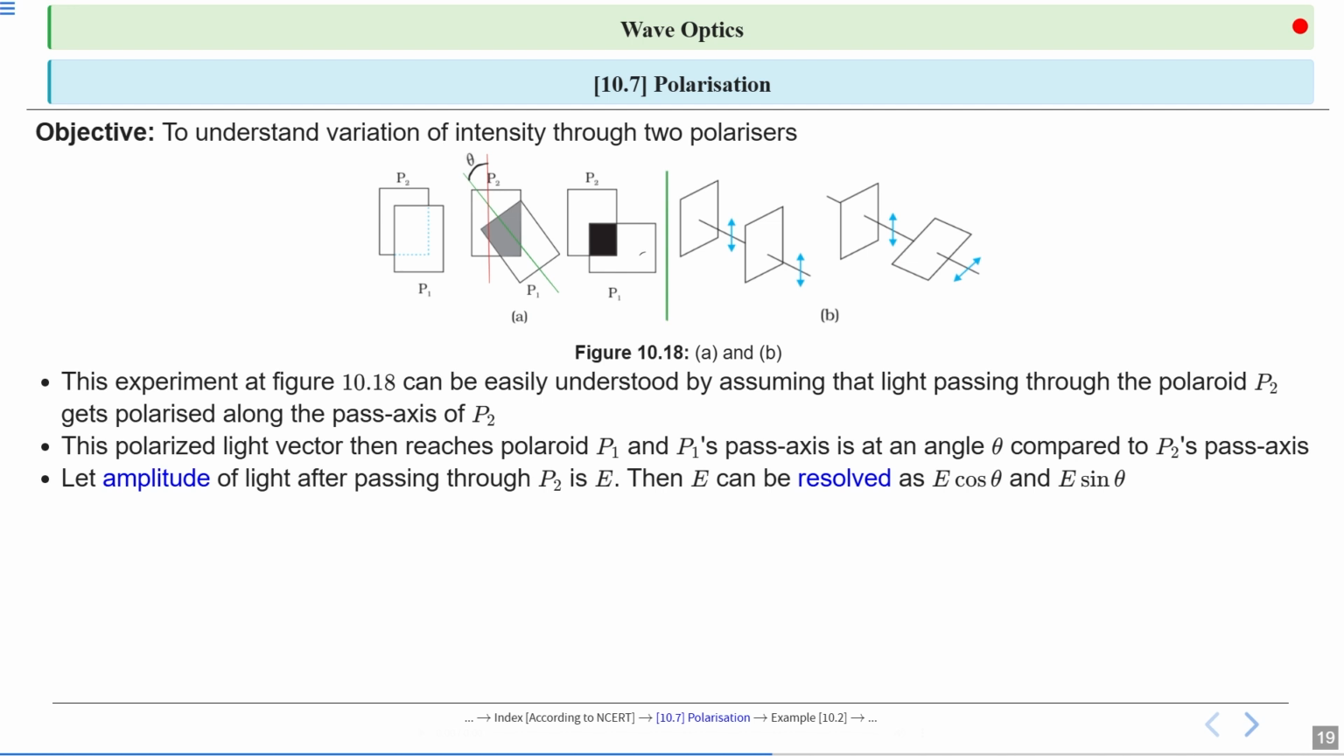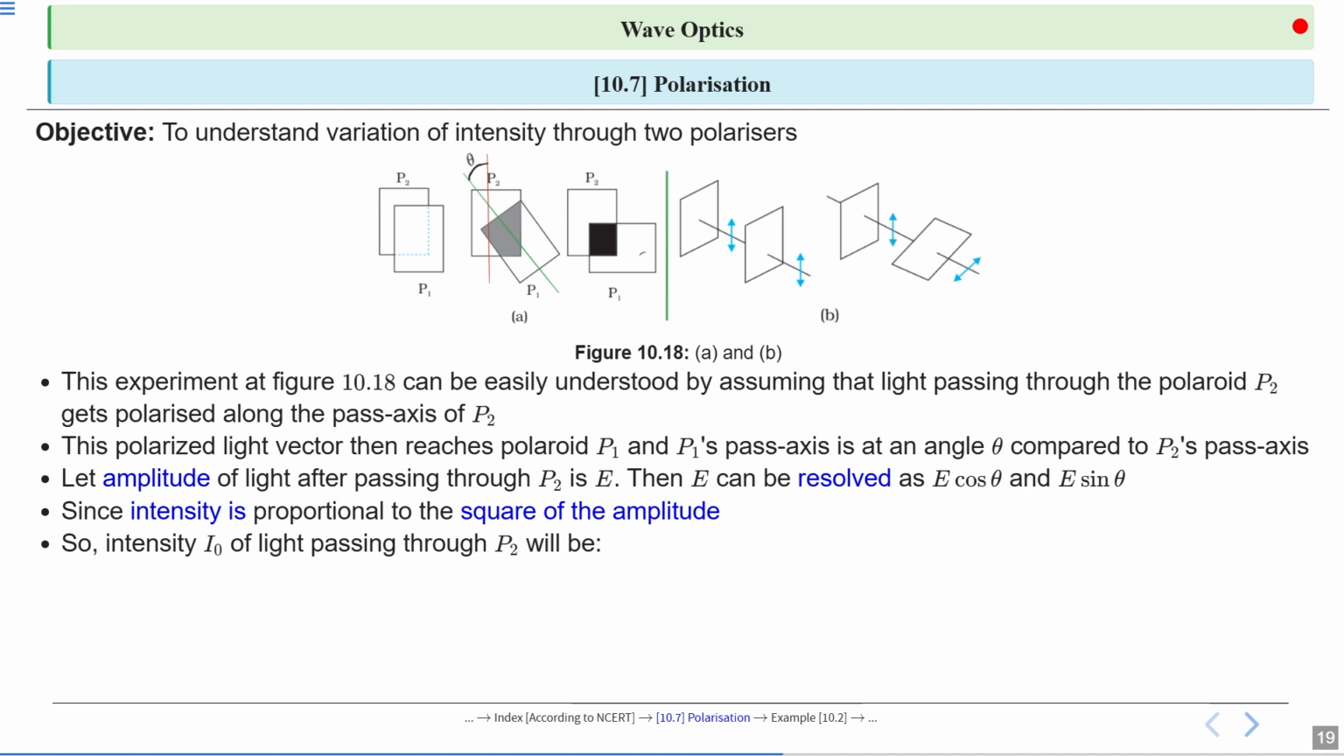So let's talk about the amplitude of the light after it passes through P2. We denote this amplitude as E. This amplitude can be resolved into components like E cos theta and E sin theta. It's important to remember that the intensity of light is proportional to the square of its amplitude. This relationship is fundamental in wave optics and helps us predict how the light's intensity will change as it passes through the polarizer.